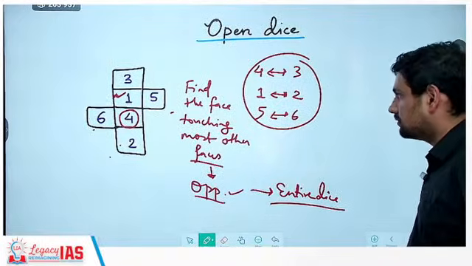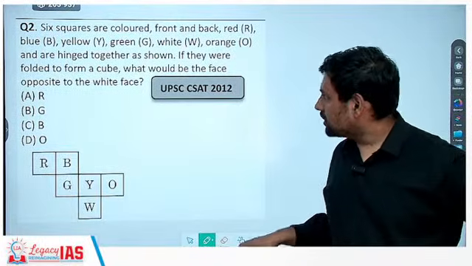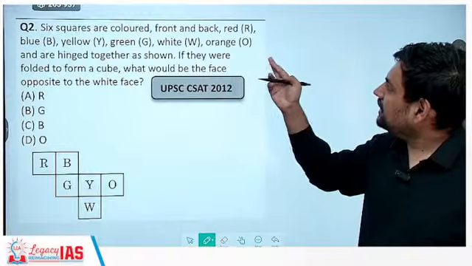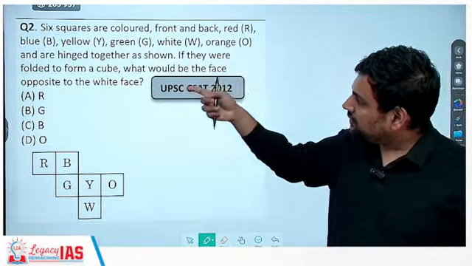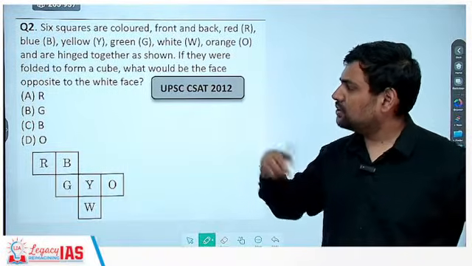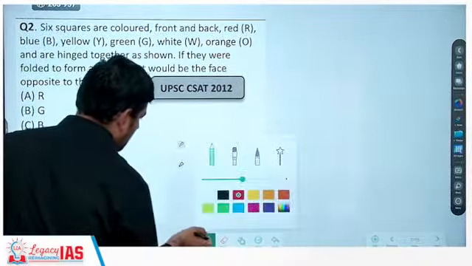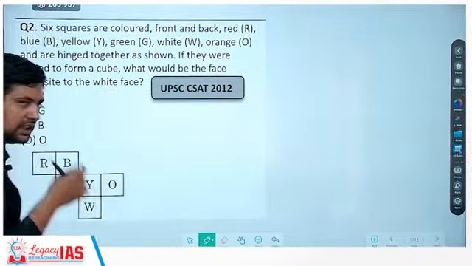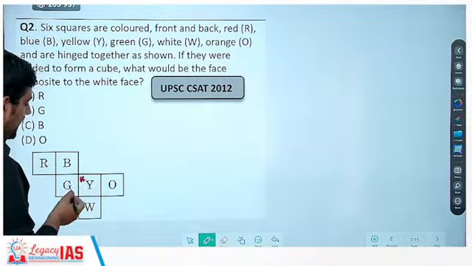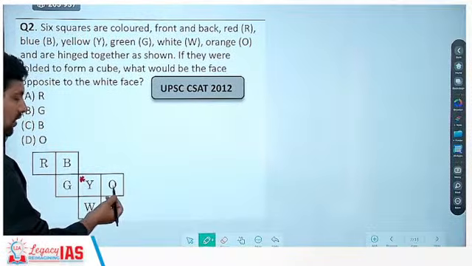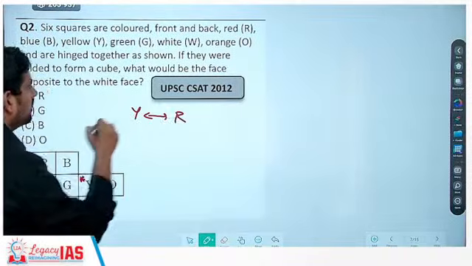Then next is 6 squares colored front and back. All these colors are there. Now they are hinged together. If they are folded to form a cube, what would be the face opposite to the white face? Again, same process. You first mark the letter which is touching most of them. So if you look at Y, it is touching B, G, W, O, all of these. Y is not touching R. So that means Y is opposite to R.